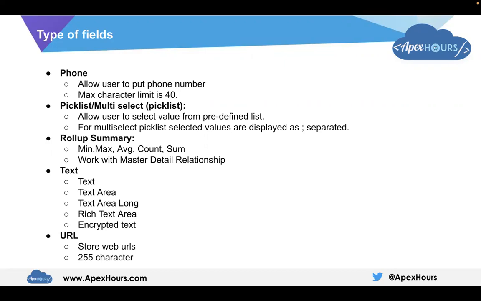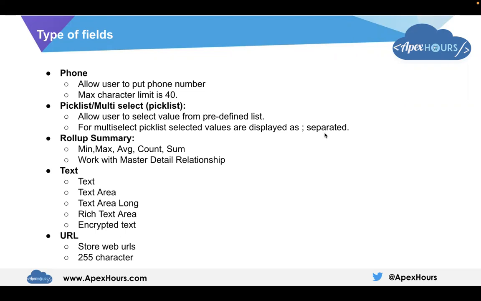If you want to choose some value from a predefined list, and the value you want to choose can be a single value or multiple values, then we can use pick list. Basically two types of pick lists are available. One is the normal pick list and another is the multi-select pick list. The difference between both of them is that in a pick list you will be able to select one value at a time, and in a multi-select pick list you can select multiple values. When you are creating a multi-select pick list, the selected values are displayed semicolon separated.